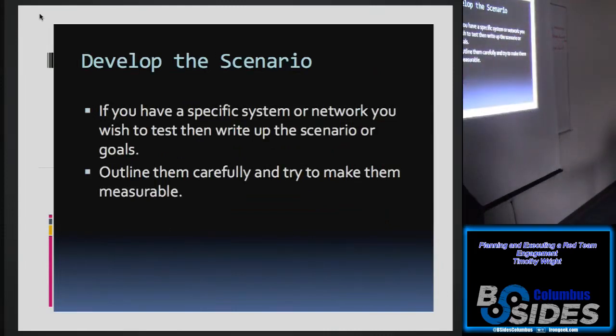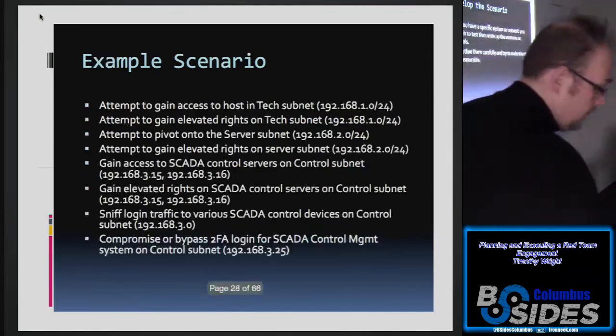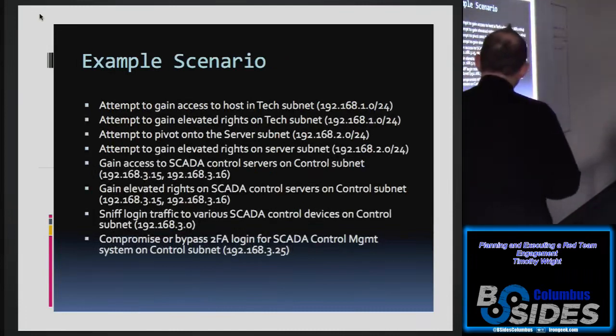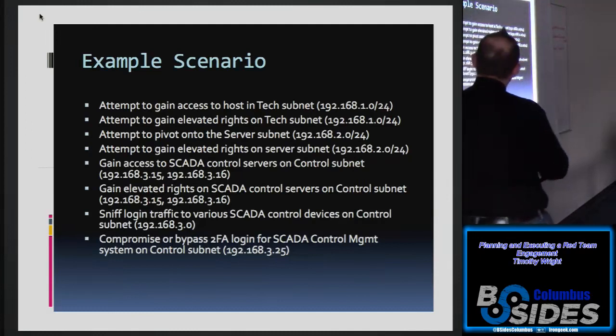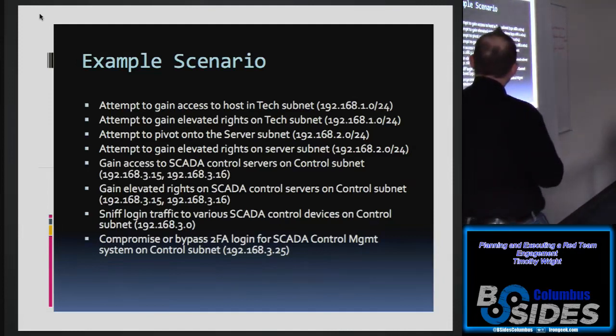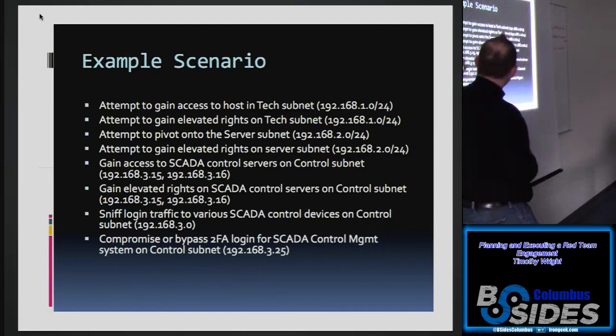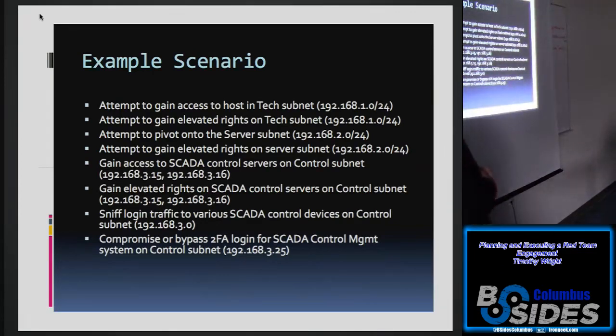So if you have a specific system or network you wish to test, then you can write up a scenario and goals. You want to make sure you outline these carefully, right? So you can actually measure them. So an example scenario here is we're walking through this test organization that I have developed. So first bullet, attempt to gain access to the host in the tech subnet. Gain elevated rights on that subnet. We'll pivot over to our server subnet, and then gain elevated rights in that environment. And then we'll move into a SCADA control environment, gain elevated rights there. We'll attempt to sniff various credentials for our SCADA control devices. And then let's try to bypass the two-factor login for that SCADA management system as well, right? So we've now outlined our goals, exactly what we want to do, how we can measure.